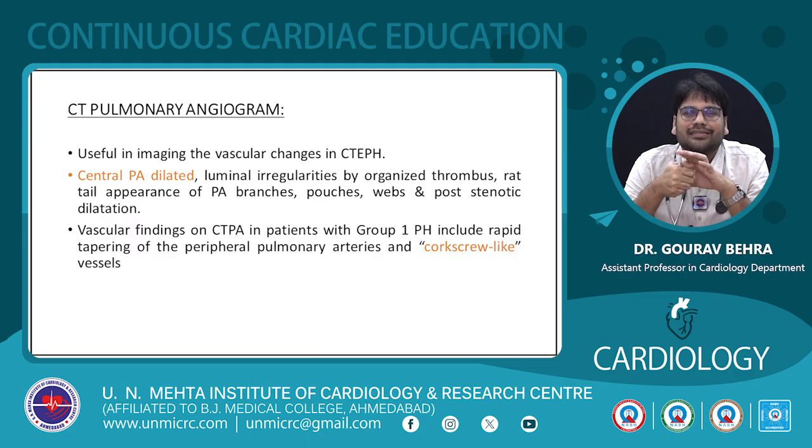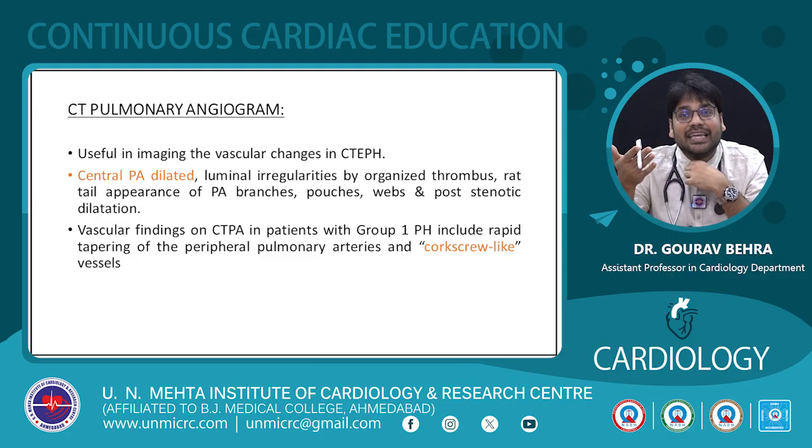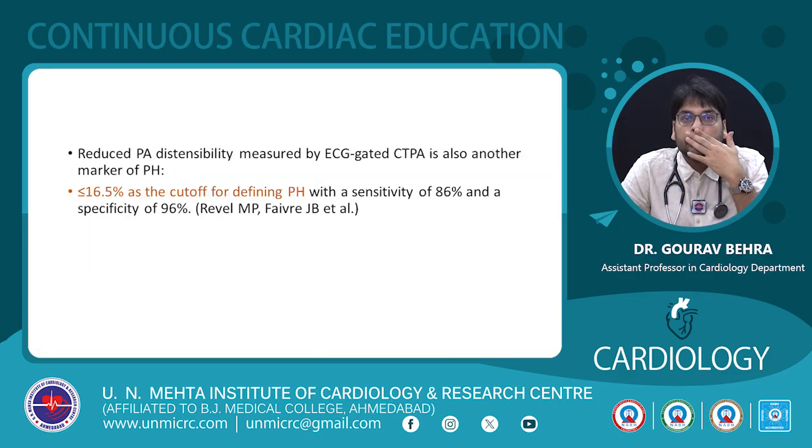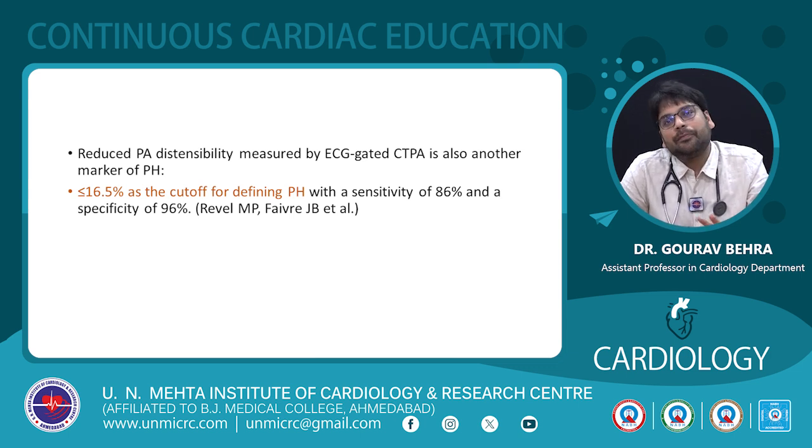There are certain signs like corkscrew-like vessels in a patient with group 1 pulmonary arterial hypertension. There is a rapid tapering that you also see on X-ray, and an absence of pulmonary vasculature in the lateral one third. You see the same in the CT, with peripheral pulmonary arteries that are corkscrew-like vessels. Another sign is reduced PA distensibility, measured by ECG-gated CTPA, where you can see that the PA is so dilated. Normally PA pulsatility can be seen, but the distensibility is reduced.